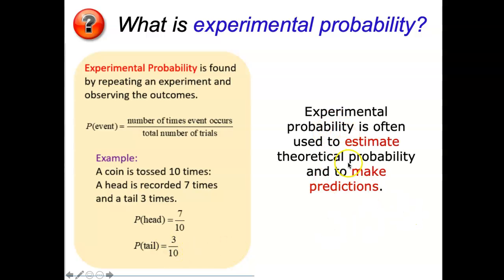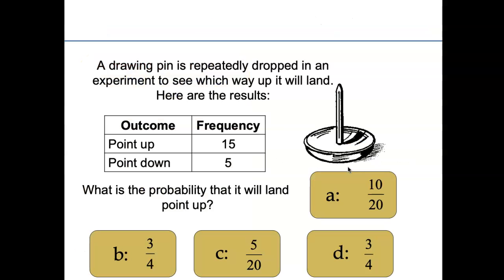So experimental probability is often used to estimate theoretical probability. Maybe you can check your value, or you use it to make predictions, especially if there's no theoretical probability yet, so then you use experimental probability. Okay, so let's have a few examples of experimental probability. You can do it on your own in your notebook. You can pause the video and then I will tell you the answer.